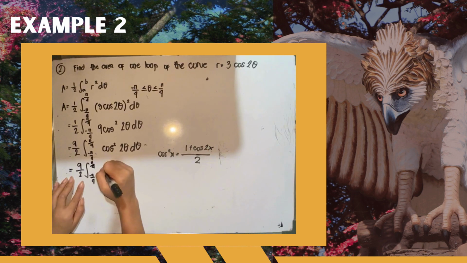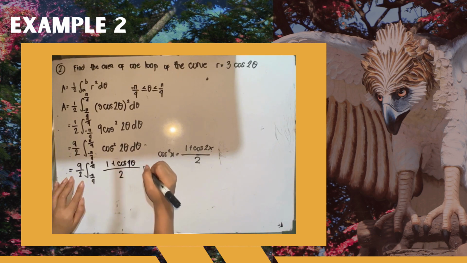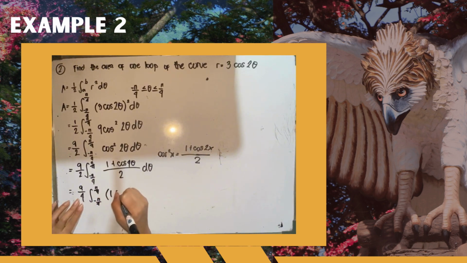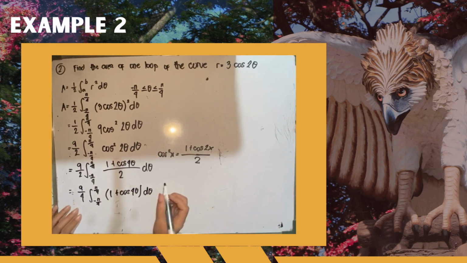You have the 1, plug in the 1 plus cosine 4 theta all over 2 d theta. And now we have to simplify the expression. It will become 9 over 4, integral from negative pi over 4 to pi over 4, 1 plus cosine 4 theta d theta. And for our step 4, we have to apply the integration rule.